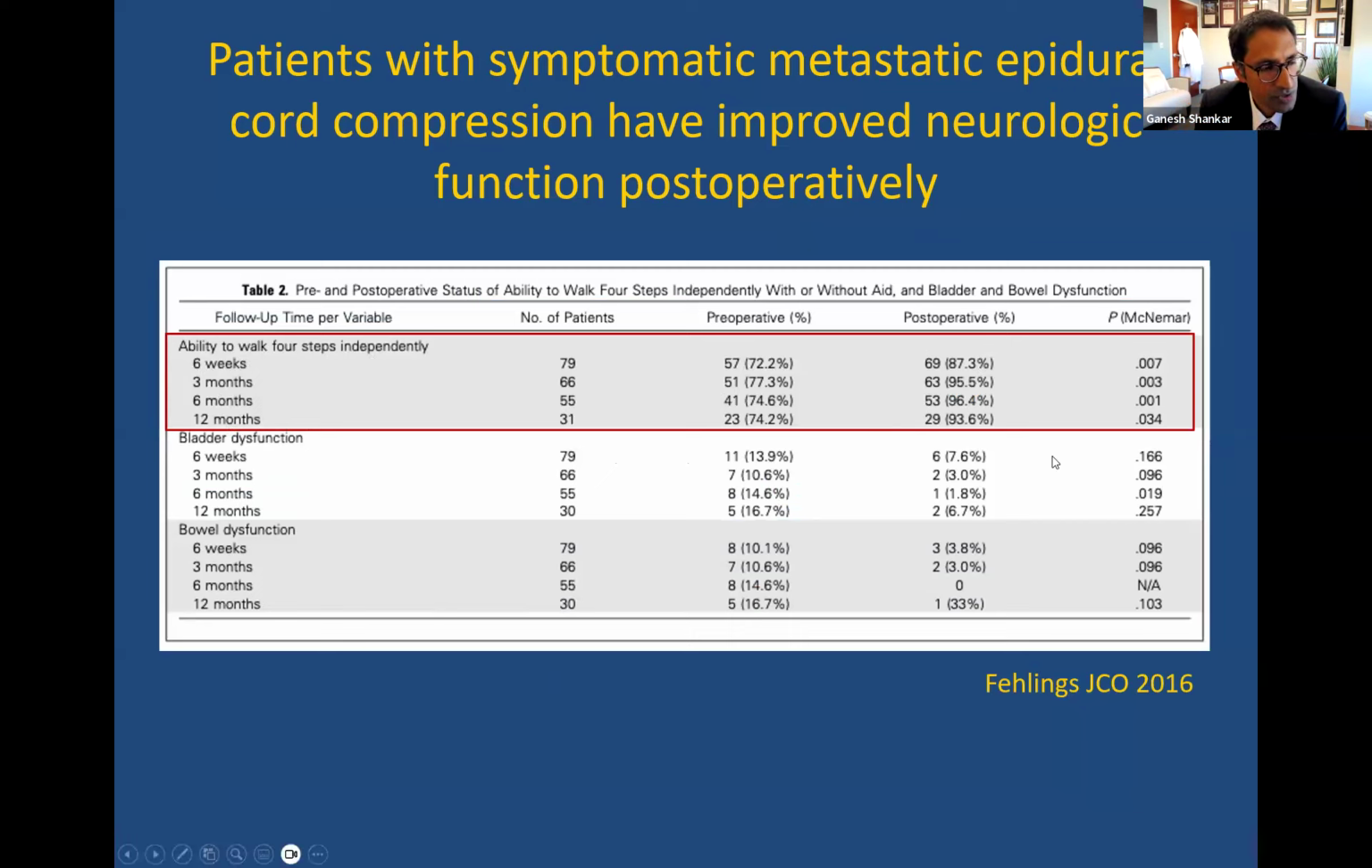So we do these procedures to decompress the cord not just because we're trying to maintain a patient at their current status, but because we're trying to get them better, get them back to some form of functional status that will allow them to tolerate systemic agents that require them to be at a good functional status.